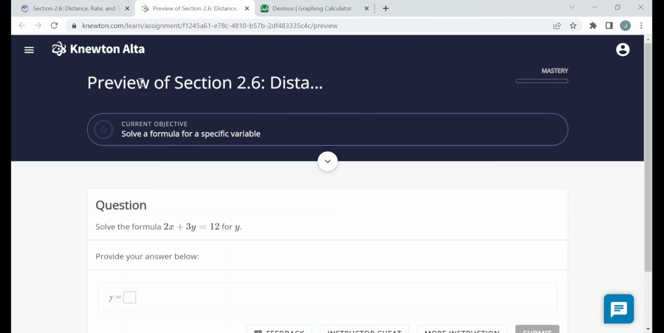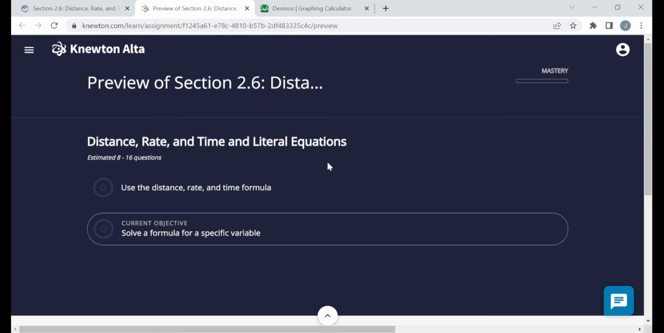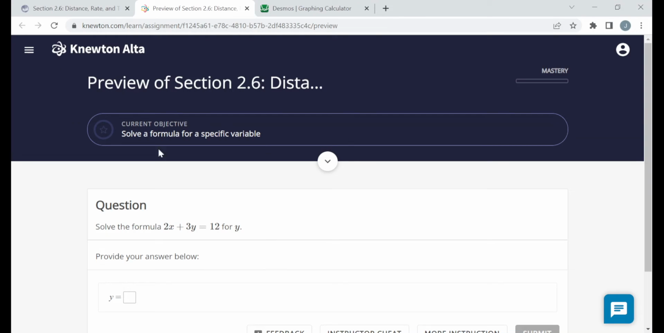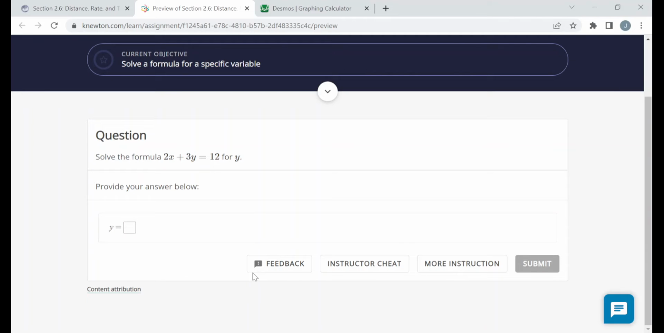Now the assignment page, you should see the title, the mastery bar telling you how far along you've gotten. See your objectives. Looks like there are only 2 objectives for this particular assignment. Then under the current objective, there should be a question related to that objective. And at the bottom of every question, you should be seeing a feedback button where you can send feedback to Knewton if you wish. You will not have this instructor cheat button. This is for instructors only.